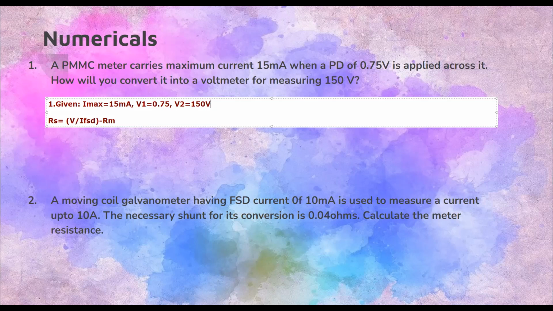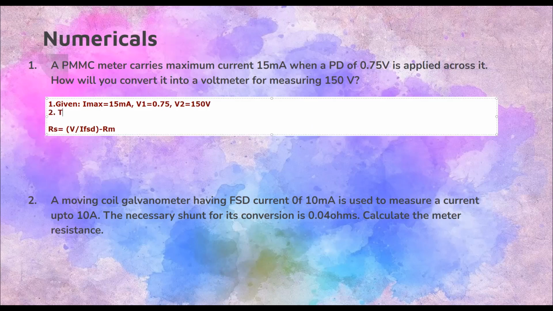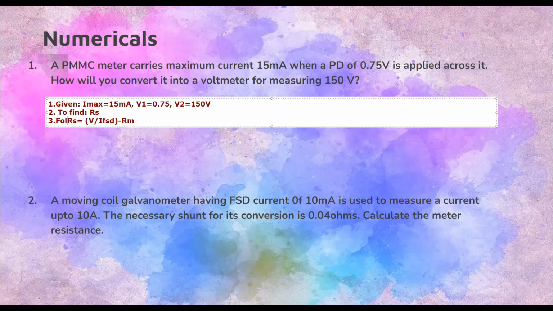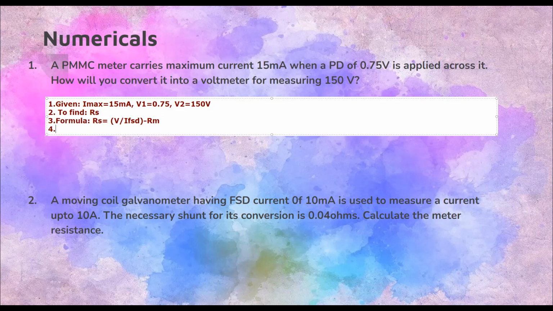Now in this case, I have to find Rs, right? So I have written the formula for Rs. I can write the third one, formula. I will use this formula. Now, do I have everything? I don't have Rm. If you are observing, I don't have Rm. Rm means meter resistance. So for that, the right solution.